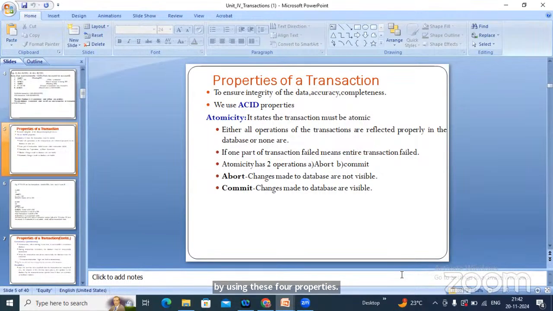So why are we using ACID properties? In order to ensure accuracy, completeness and data integrity. First one, what is meant by atomicity? The transaction should either happen completely or none of its operations should happen.